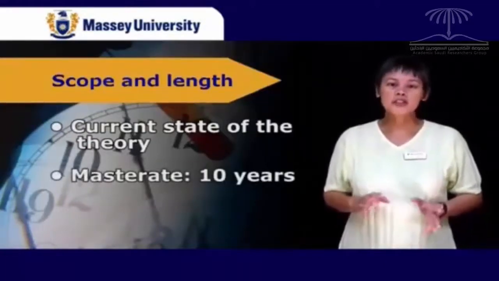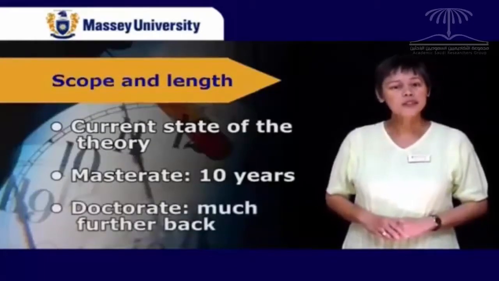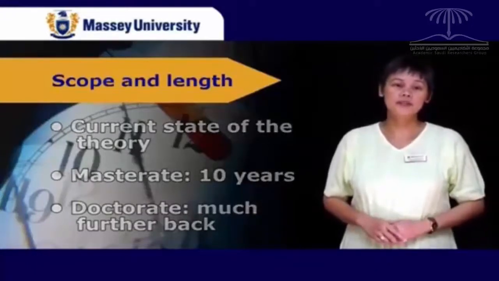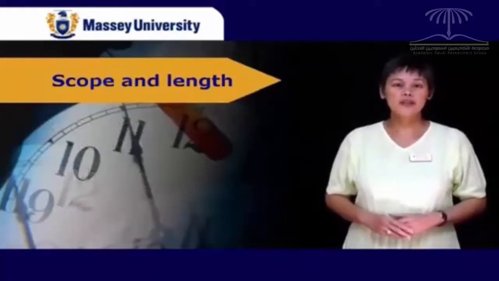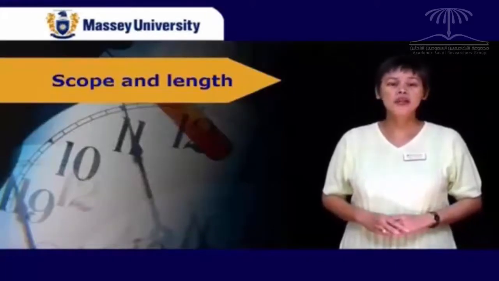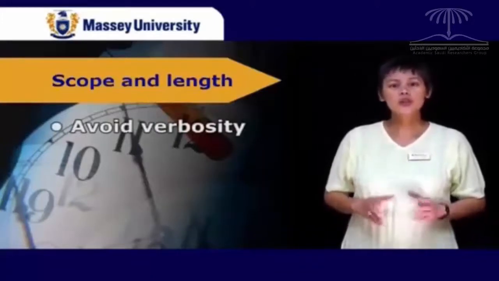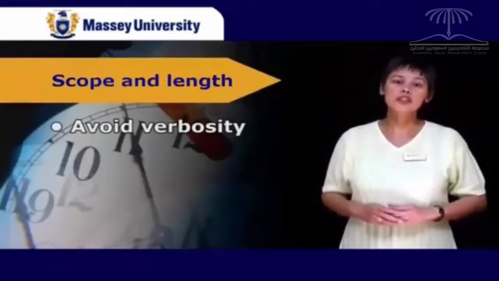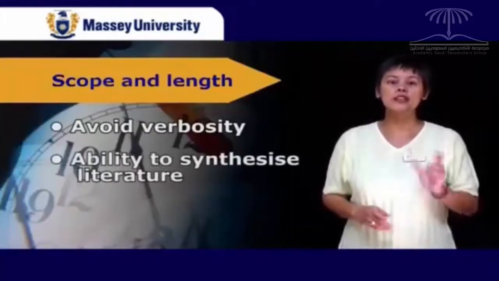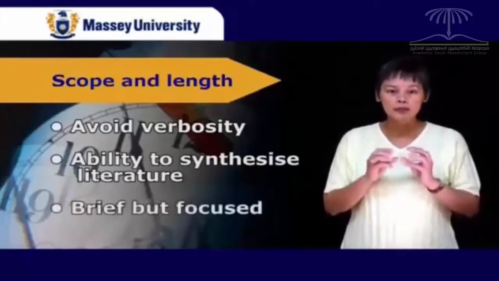A rough guide is 10 years for a master's thesis. For doctoral students, more extensive investigation and going further back in time is required. The length will vary, and it is best to discuss this matter with your supervisor. However, avoid being too verbose. In other words, do not be too lengthy with your discussion. Your review must demonstrate your ability to synthesize a body of literature, so it should be fairly brief but focused.